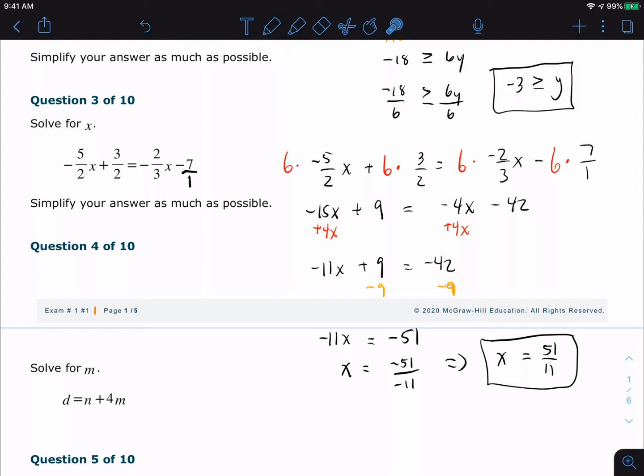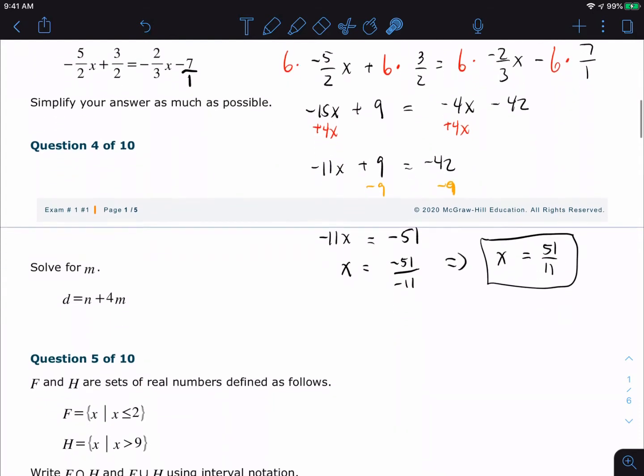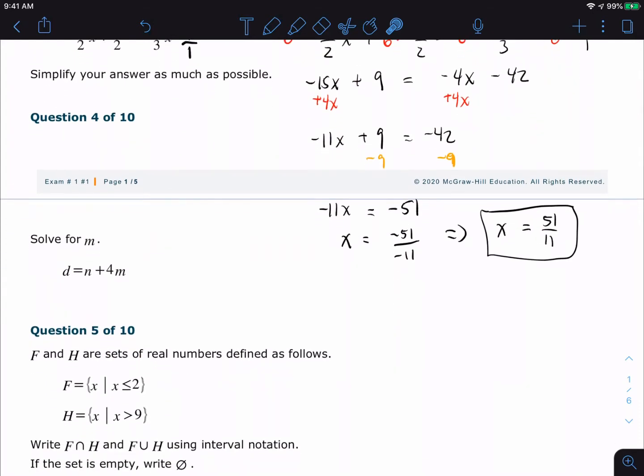Okay. So let's go on to the next one. This is number 4 here, and it's asking us to solve for a variable. And so typically what happens here is people get really confused with variables, but it's actually quite easy. If they aren't the same variable, can you add them together? What do you guys think? No. The answer is no.